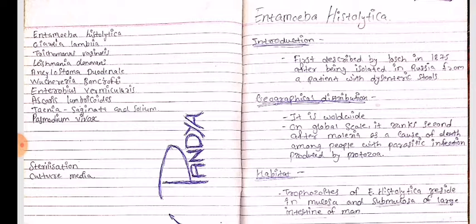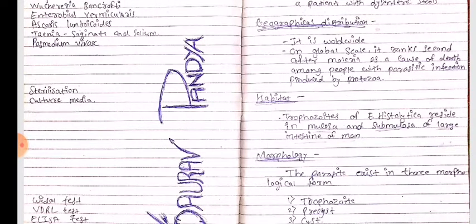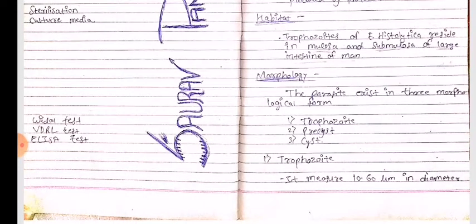First, Entamoeba histolytica. Introduction. First described by Losch in 1875 after being isolated in Russia from a patient with dysenteric stools. Geographic distribution. It is worldwide. On global scale, it ranks second after malaria as a cause of death among people with parasitic infections produced by protozoa. Habitats. Trophozoites of Entamoeba histolytica reside in mucosa and submucosa of intestines of man.